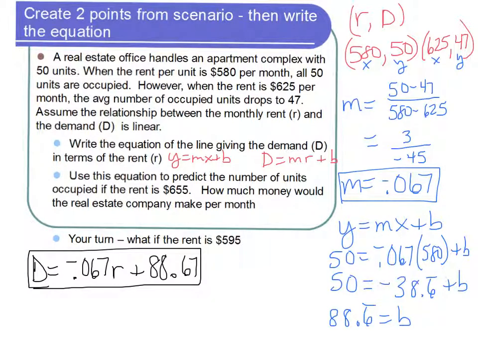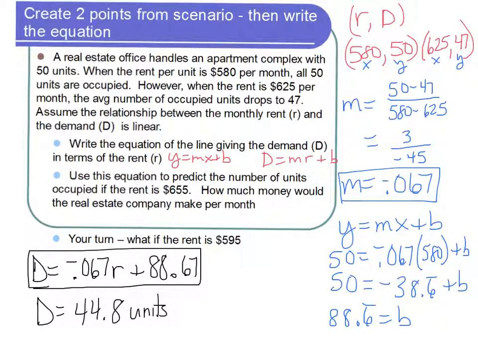Now let's talk about the questions they have. It says use this equation to predict the number of units occupied if the rent is $655. Okay, that's easy enough. I'm going to put 655 in for R. So in my calculator, I just write negative 0.067, I'm going to round that off, times 655, and then add in the 88.67. And I end up with a demand, then, of 44.7 units. Actually, it'd be 44.8 units rented.